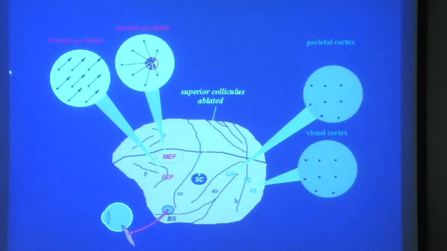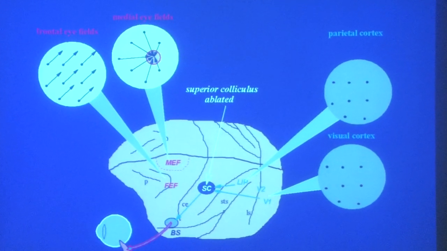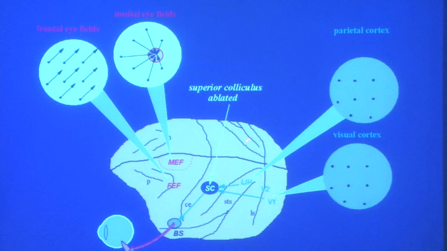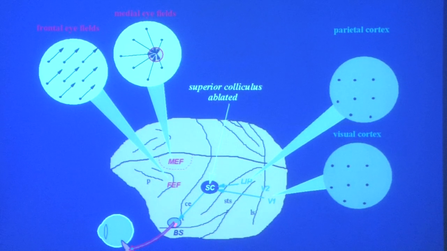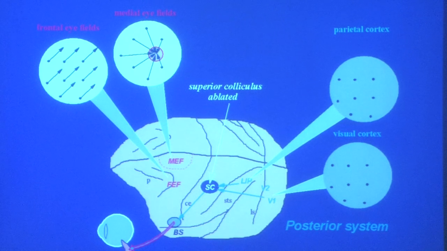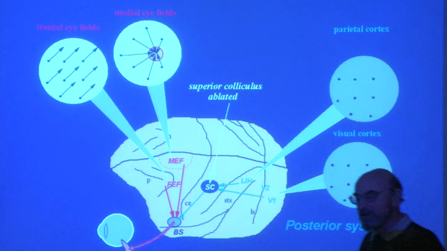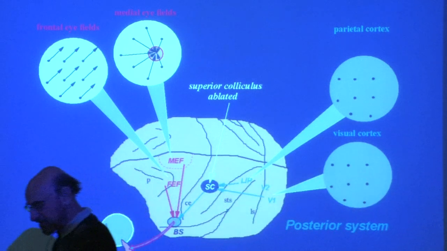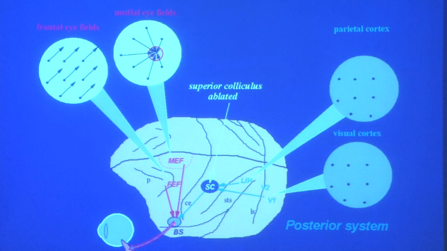So that discovery then resulted in the hypothesis, first of all, that these posterior areas send their signals to the brainstem through the colliculus, which we'll call then the posterior system, and the ones in the anterior portions of the brain from medial and frontal eye fields seem to be able to gain direct access, bypassing the colliculus, to the brainstem, because they're still effective when you stimulate there. And so we can call that the anterior system.